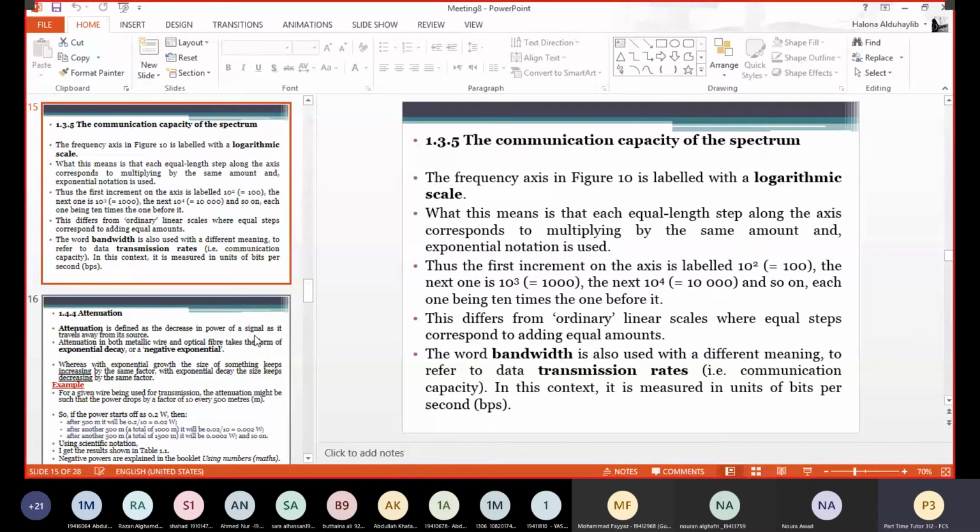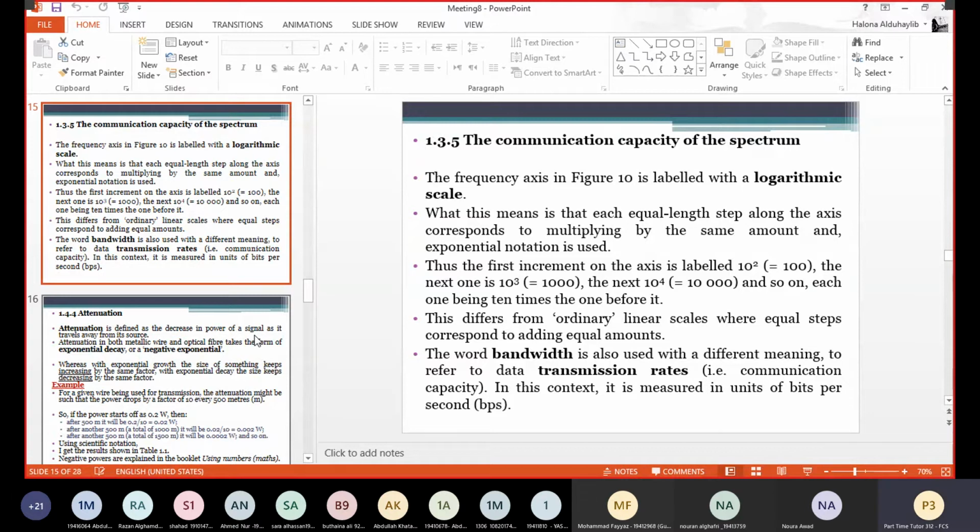Communication capacity in different parts of the spectrum. The frequency axis we just saw uses a logarithmic scale. What this means is that each equal-length step along the axis corresponds to multiplying by the same amount, and exponential notation is used, which is the power of 10.